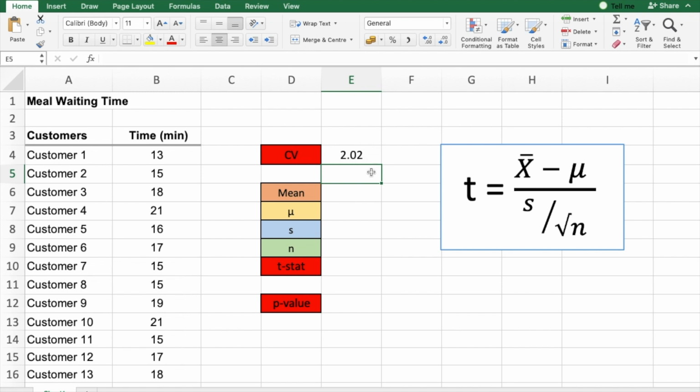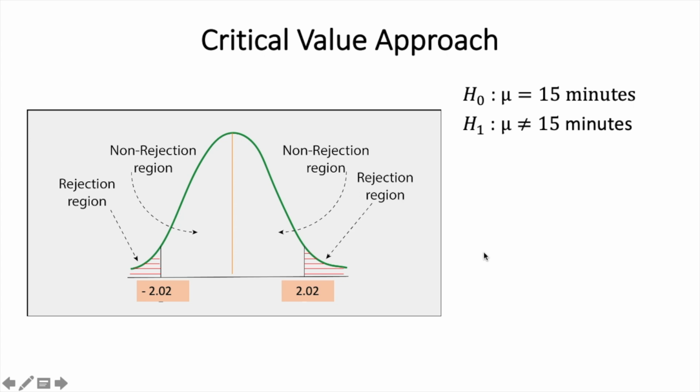So this is already for two-tailed. The critical value that we have computed in the Excel just now, we're going to place into this diagram. So it's two-tailed, therefore it will be on both sides, the upper and the lower. So the upper will be 2.02, and the lower will be negative 2.02. Once we have the critical values, we need to know whether we are going to reject or not reject our null hypothesis.